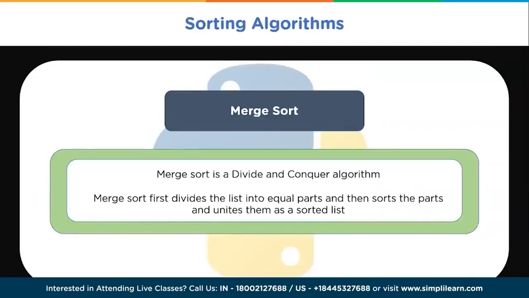So now let's discuss another sorting algorithm called merge sort. Now merge sort is a divide and conquer algorithm. So basically in merge sort, you first divide the list into equal parts and then sort the parts and unite them as a sorted list. So basically you split the list into halves and then keep halving them, reducing each half till there is a single element in each half, and then you start merging them back in a sorted fashion. So we will discuss this with an example over here.